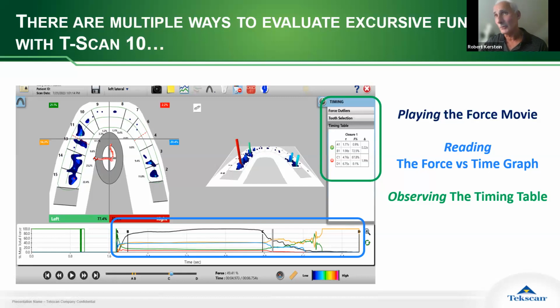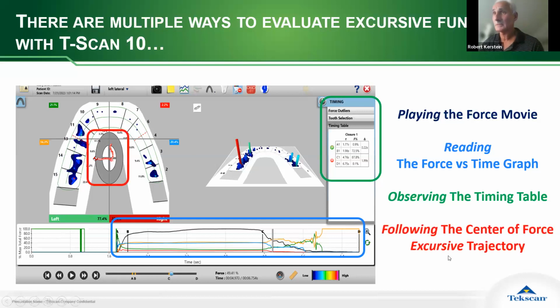You can also evaluate excursions with the timing table, but the timing table depends on what you do with the graph. So if you, for example, choose not to put the C line in the right place and not to put the D line in the right place, you won't get the correct disclusion time. The C to D increment is the excursive disclusion time. And the same applies to A to B. If you don't put the B line in the right place, you won't get the correct occlusion time. So the timing table is really a reflection of the graph. So whatever you're seeing here is really set up here.